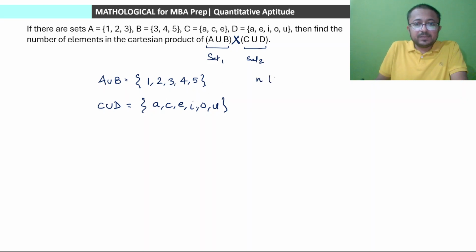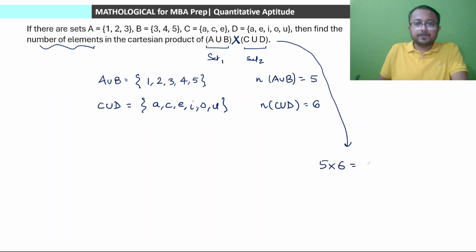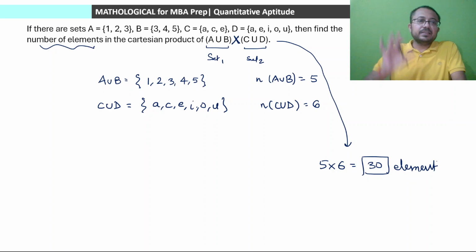Number of elements in A union B कितना है? This is equal to 5. And number of elements in C union D, this is equal to 6. हमें चाहिए number of elements in the Cartesian product A union B cross C union D. So that will be equal to number of elements in A union B multiplied by number of elements in C union D. And the answer for this question will be 5 into 6, which is equal to 30. So there will be total 30 elements in Cartesian product of A union B cross C union D.